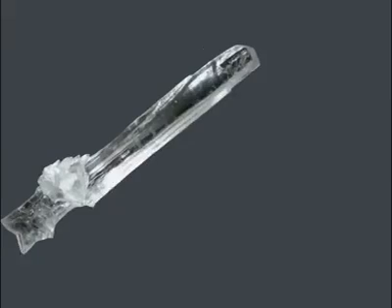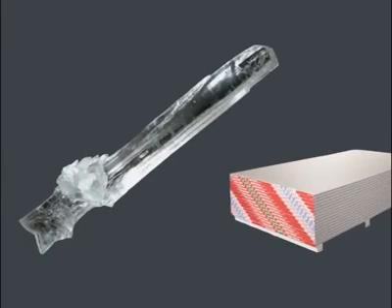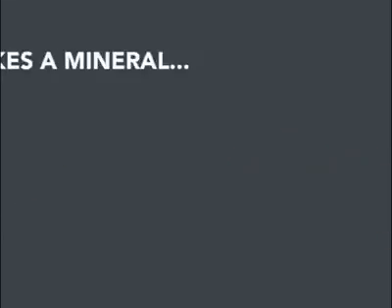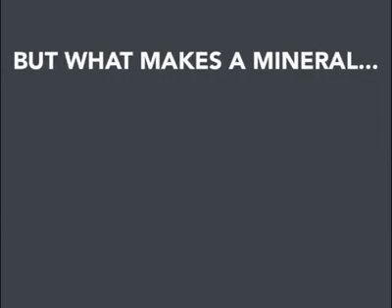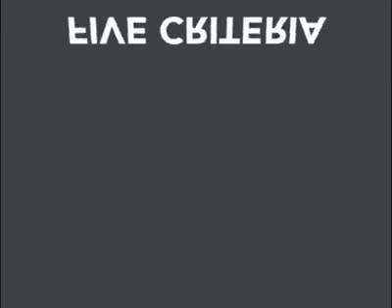One more example. This is a mineral, selenite gypsum, which is used all around us in drywall. This is the material that's used to build the walls inside modern houses and buildings. But what exactly makes a mineral a mineral? Well, to be considered a mineral, the substance must meet 5 criteria. Let's go through those 5 criteria right now.